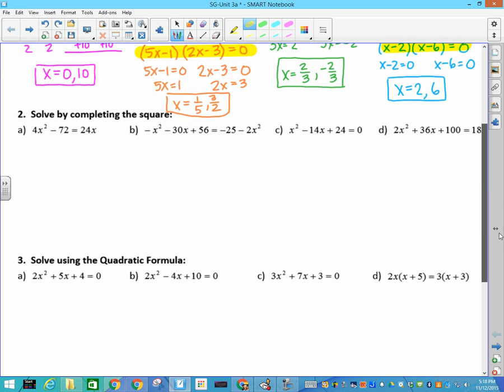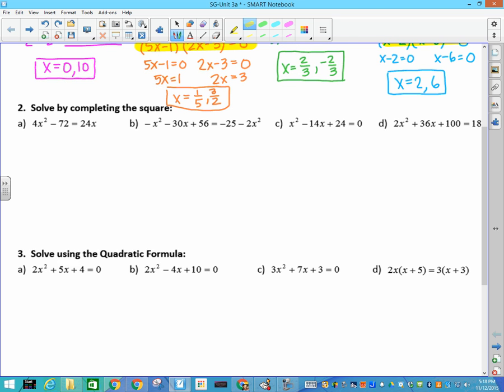When we solve by completing the square, it's always going to be best if you can make your numbers smaller. So I do notice that there is a 4 that goes into everything here. I'm going to take a 4 out of everything, and I don't have to carry it down because I have an equal sign. So that leaves me with x squared minus 18 equals 6x.